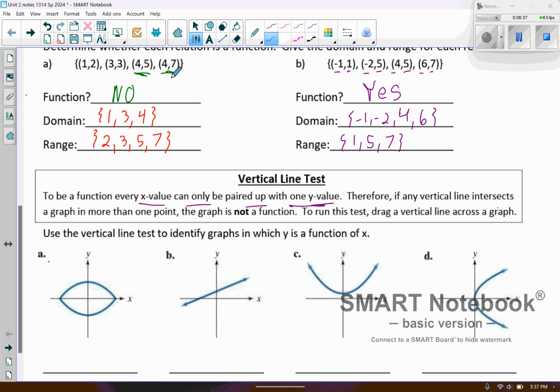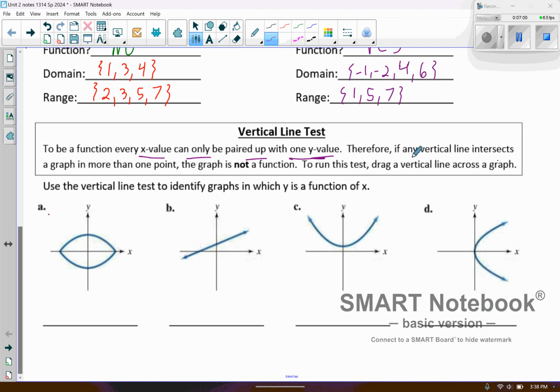And so the problem on part A was my x value had two separate partners. So 4 was partnering up with 5 and 7. On example B, the y value 5 was partnered up with two different values, but that was okay. Hopefully this will make a little more sense when we start looking at it in the graph. So, to be a function, every x value can only be paired with one y value. Therefore, if any vertical line intersects the graph at more than one point, the graph is not a function.